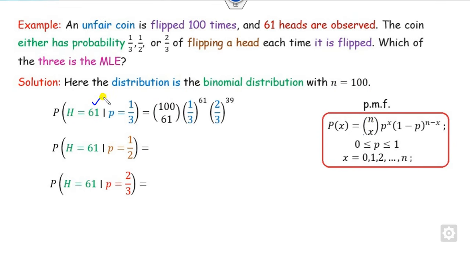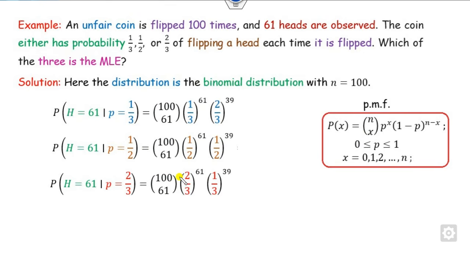X is my 61 for the first case. Probability is 1/3, Q is my 2/3. Similarly for here, you can find this value. Similarly for here, you can find this value. After the calculation, since our target is to maximize the likelihood function, you can check which one is the maximum of them. So you can see this value is the maximum.